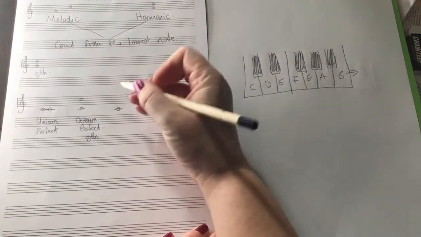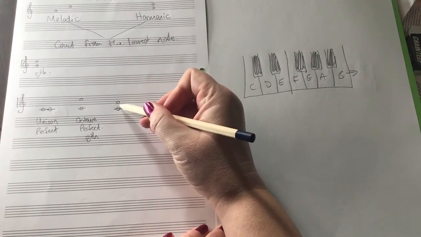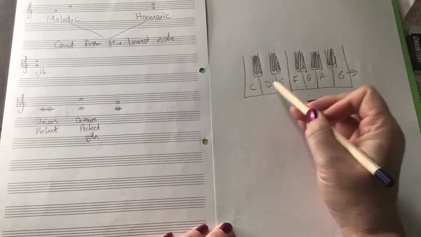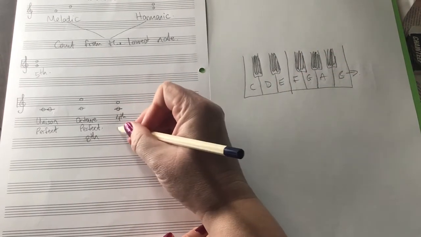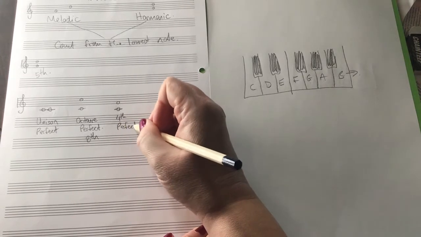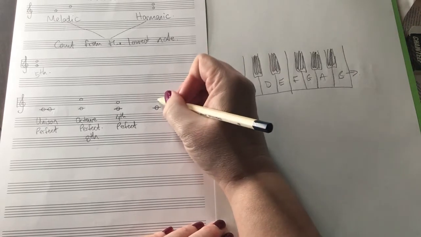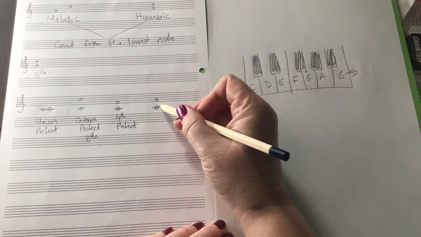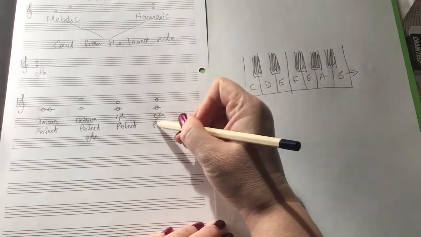Okay, so let's draw another C here. This time I'm going to put an F above it. So we've got C, D, E, F. That is a 4th, which is perfect. And one last one. C there, and I'm going to draw a G above it. C, D, E, F, G, 5th, which is perfect.